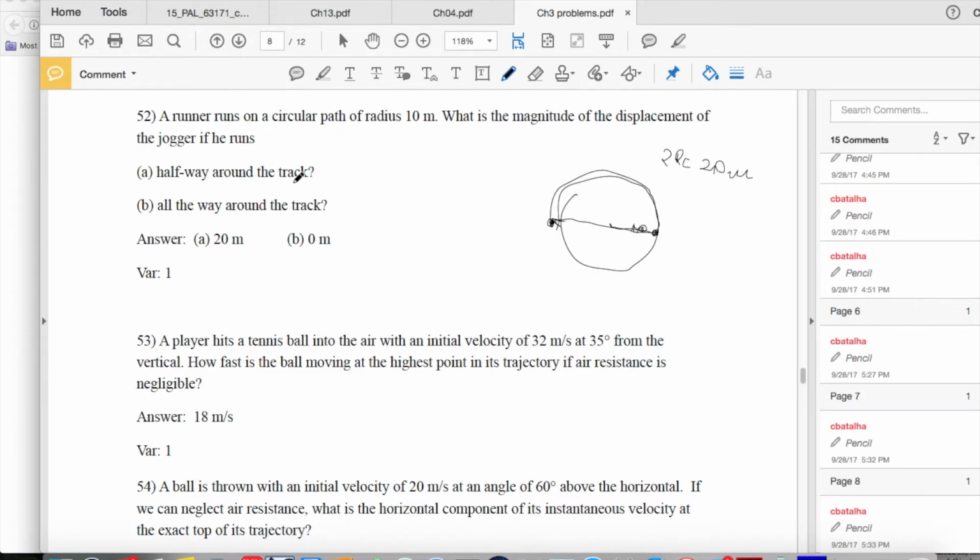What is it all the way around the track? So if you go all the way around the track, it goes back to its original point. Displacement is 0.